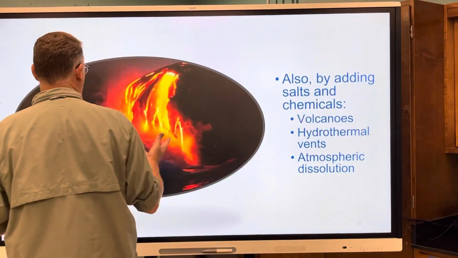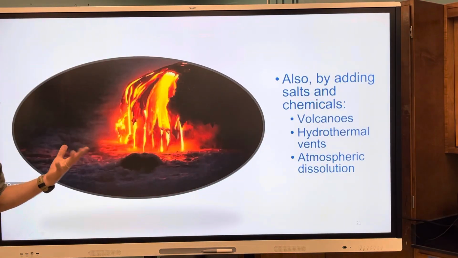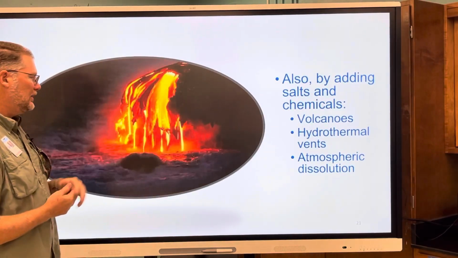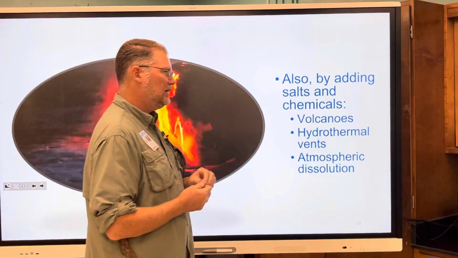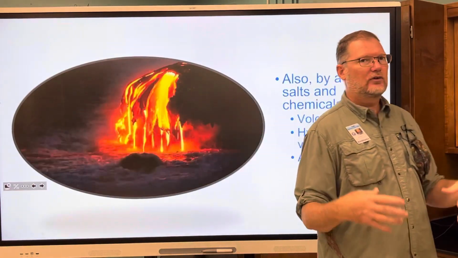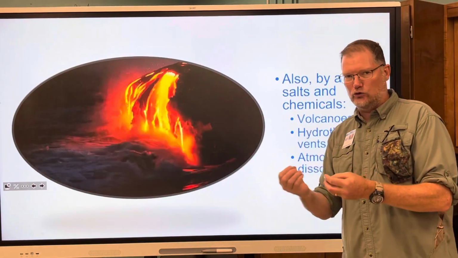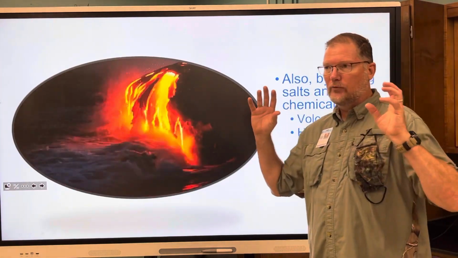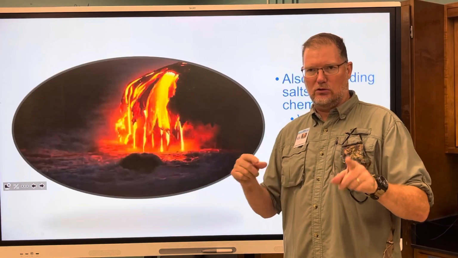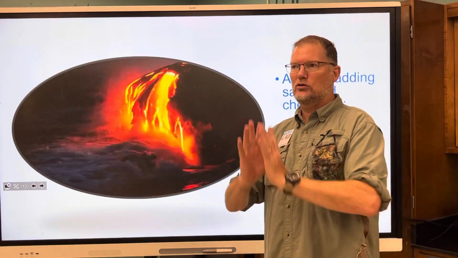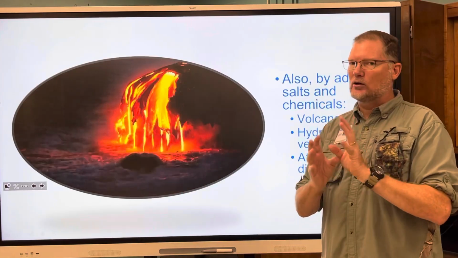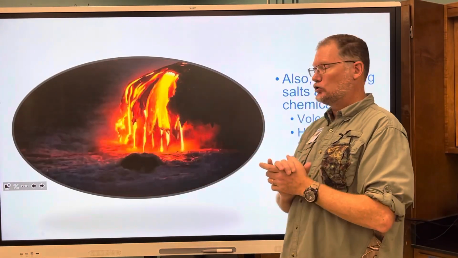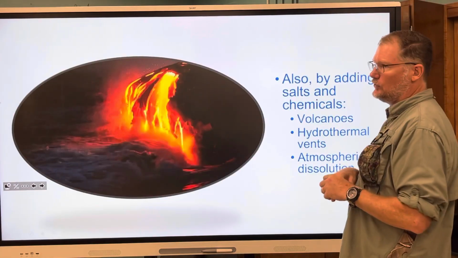So here you have lava from a volcanic incident pouring into, this is probably in Hawaii, pouring into the sea, and that's going to add solutes to be dissolved in the sea, as well as hydrothermal vents. They call them black smokers. I mentioned it in the last notes, that are at the bottom of the ocean, pumping out this highly mineralized hot water from inside the earth into the ocean. And then of course something called atmospheric dissolution.